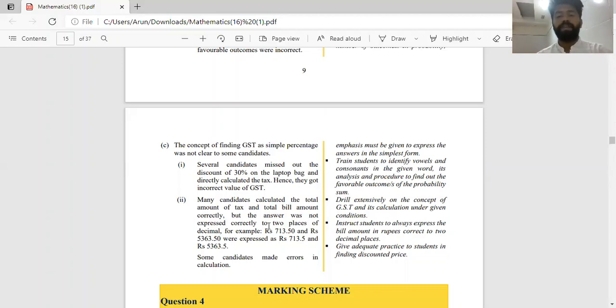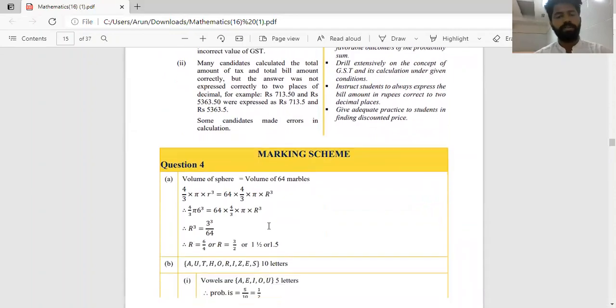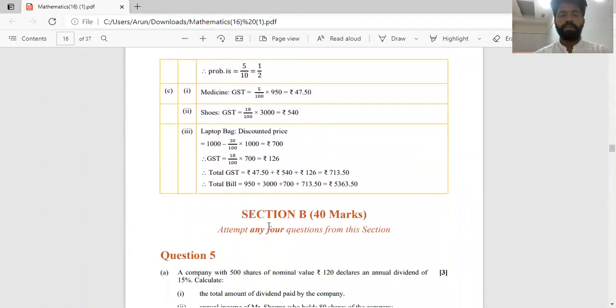You have to express the final bill amount in rupees correct to two decimal places. And then you also need to know how to calculate the discounted price. So these are the few tips from our end for this particular question. Moving on to the next one.